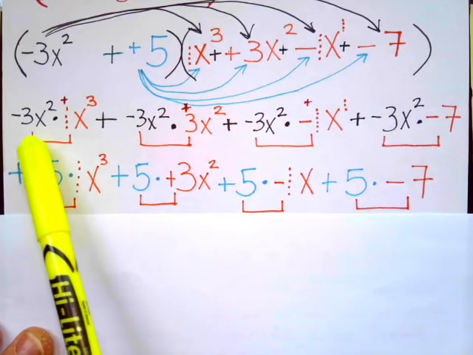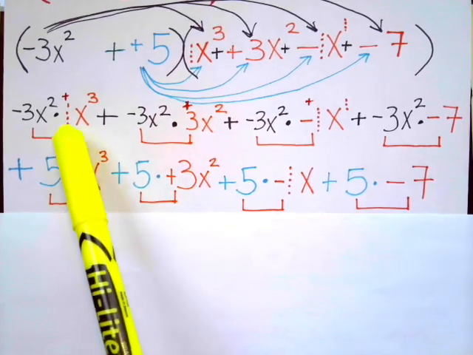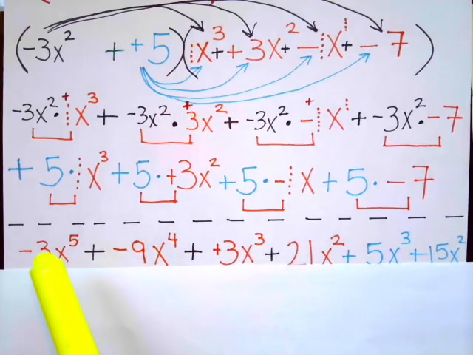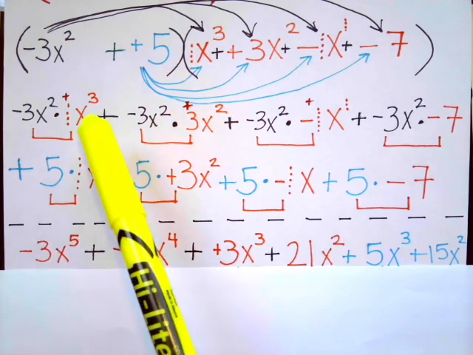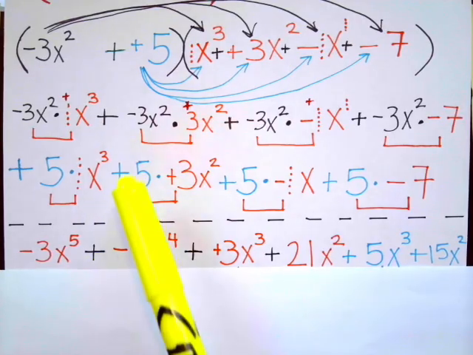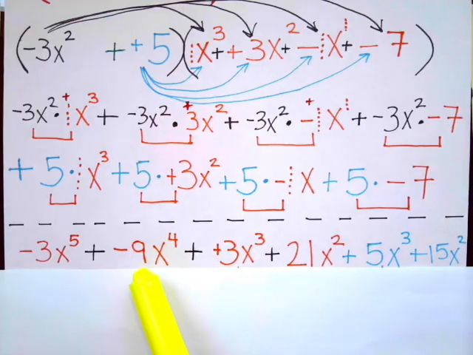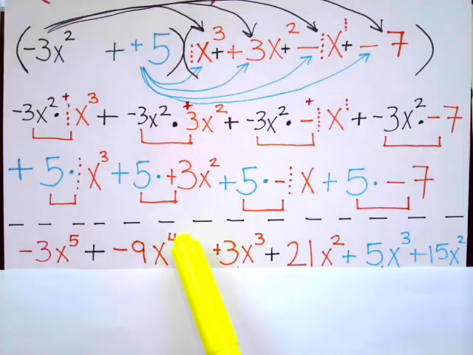Now, negative 3 times positive 1 is a negative 3. 2 plus 3 is to the 5th power. That's what I'm showing you right here. Negative 3 times 1 is a negative 3. X squared times x cubed, you add those exponents, you get 5. Plus, plus. Negative 3 times a positive 3 is negative 9. You add those exponents, 2 plus 2 is 4.